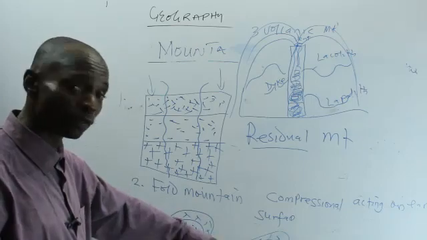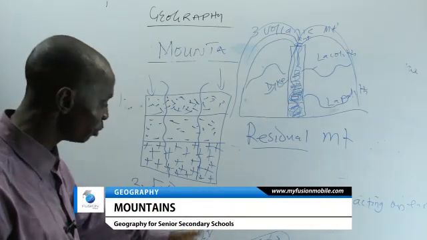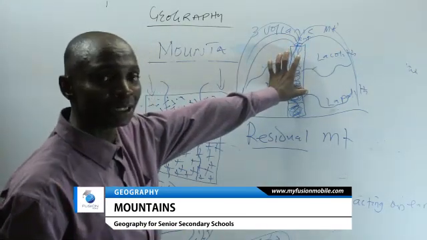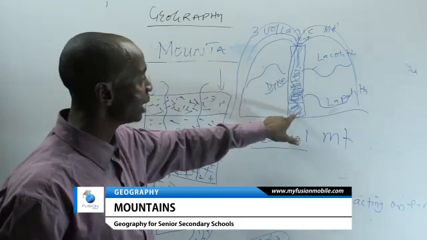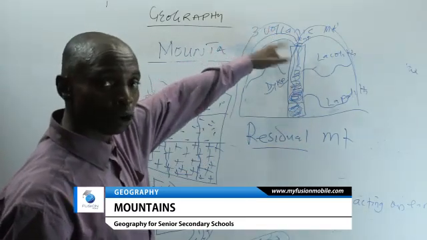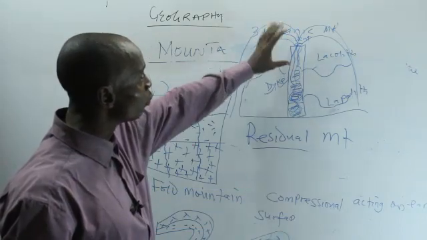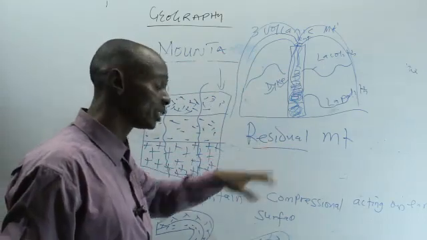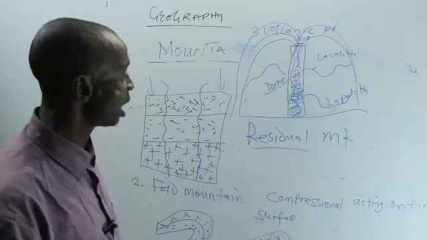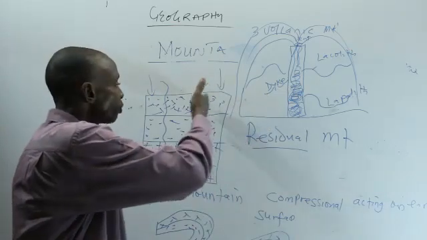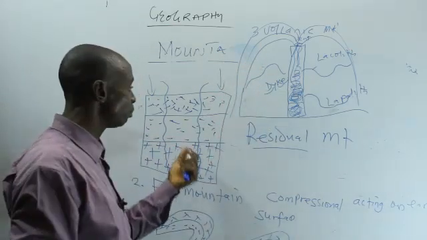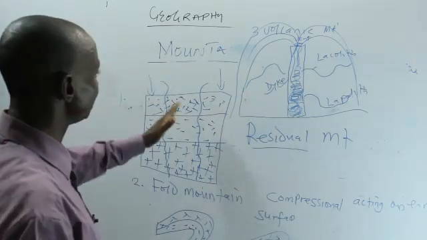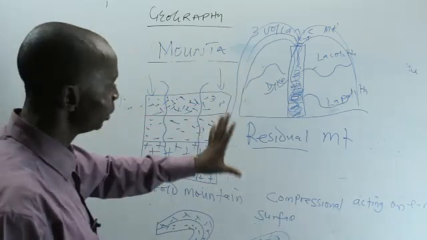Then we have different types of fold. We have overfold, simple fold, and recurrent fold. Then we have volcanic mountain. This one is formed as a result of volcanic material erupting, continuing to erupt, and piling up to form what we call volcanic mountain. Then finally we have residual. Residual mountain is a type of mountain that is formed from the remains of either block, fold, or volcanic mountain. So these are the types of mountain, and these are the ways they are formed.